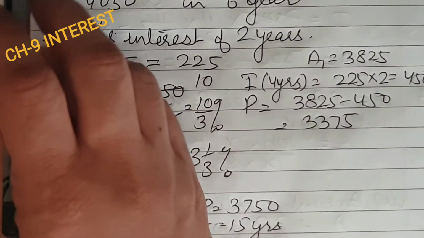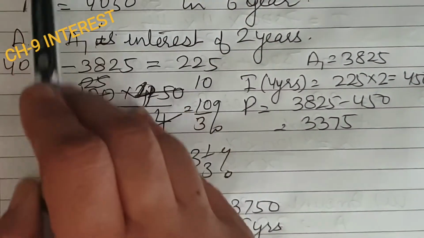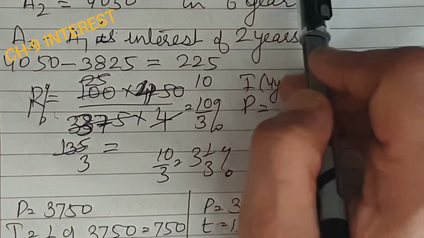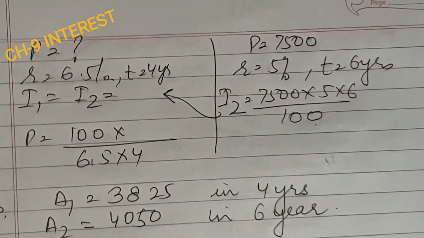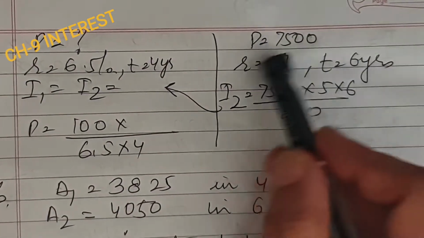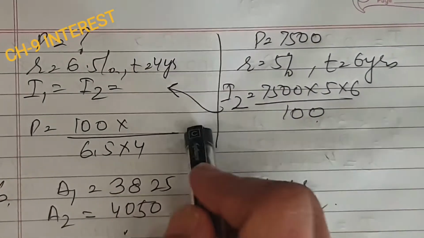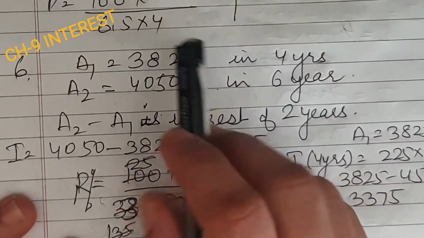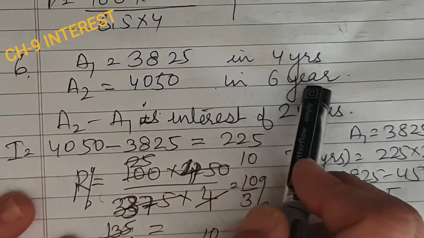You are told what principal will incur the same interest as the principal 7,500 at 5% for 6 years. So we will find I2 over here. Whatever I2 is calculated from here, that we will use here to find the principal. Knowing this principal, that will be your answer. Now the 6th question is interesting. If the amount is 3,825 in 4 years and it is 4,050 in 6 years.